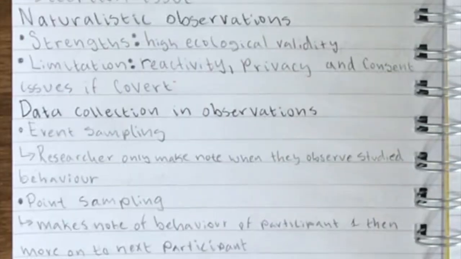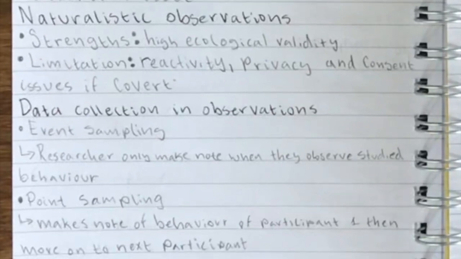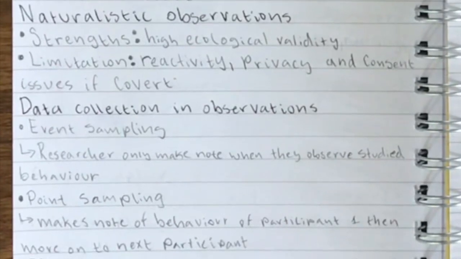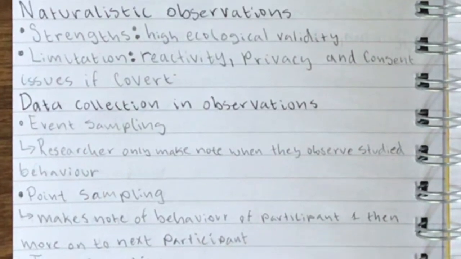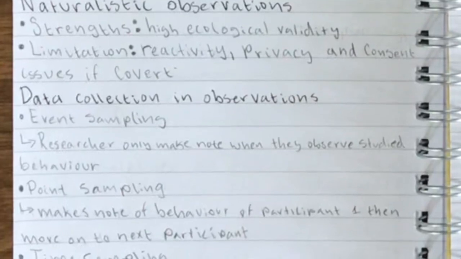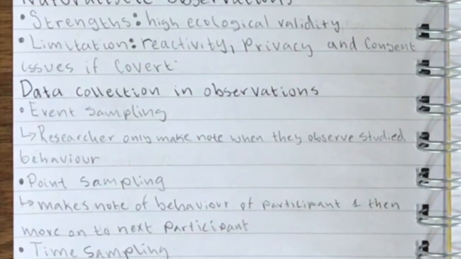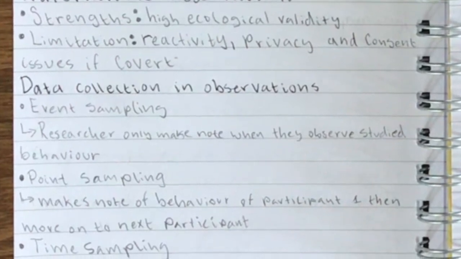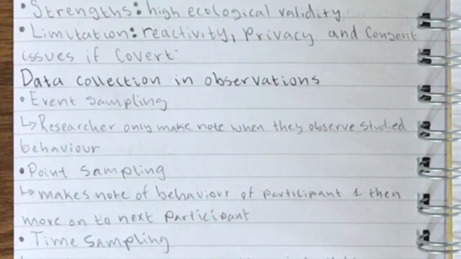So what you have to understand about data collection and observations is that there are 3 main ways to take notes. There's event sampling, which is when a researcher only makes note when they observe the behavior that is being studied. For instance, if we are talking about moving your left arm, I don't know why that would be studied, but let's say it was, then you would only take note of it when you see someone move their left arm.